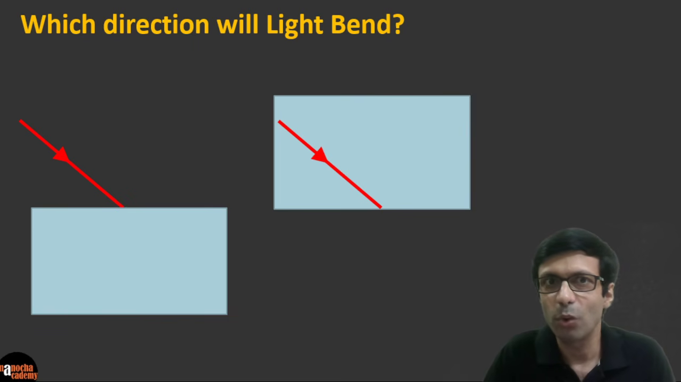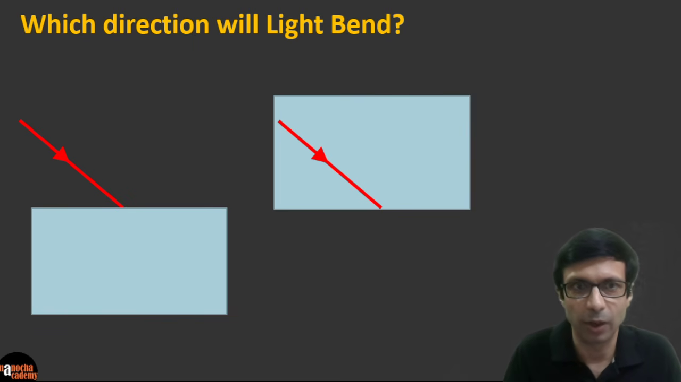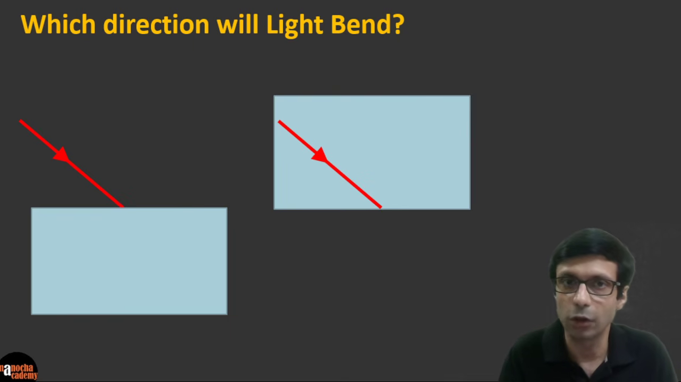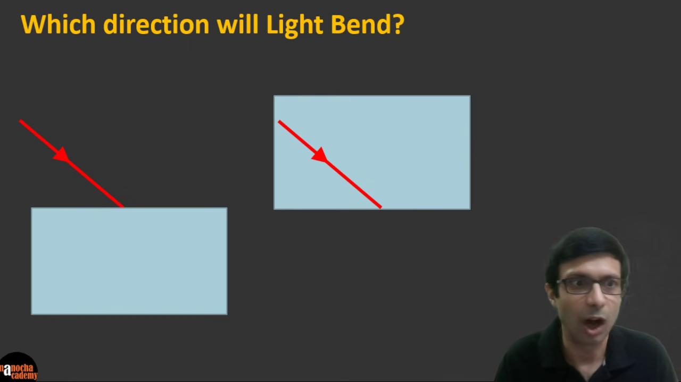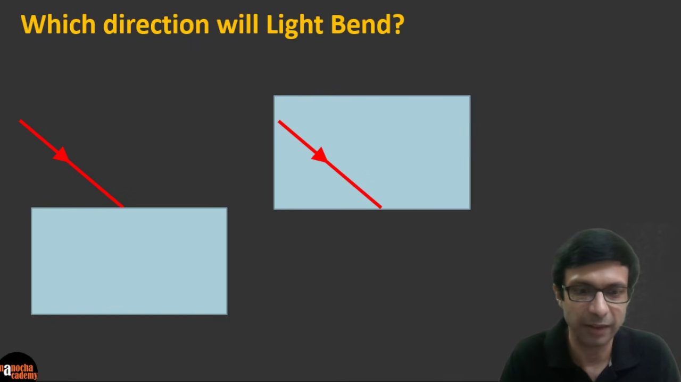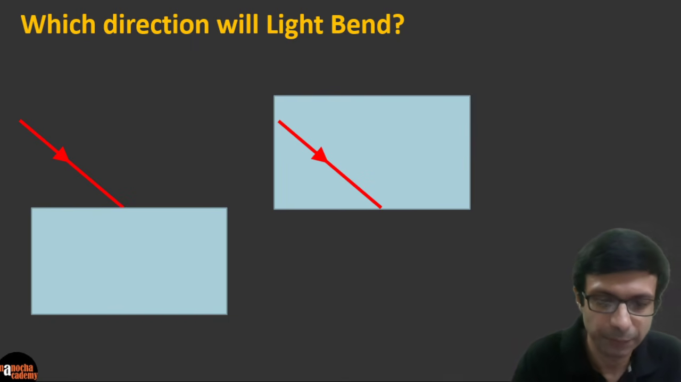So now let's come to the question we had asked. How do we predict in which direction the light will bend? Okay, is it going to bend? So if we draw the normal, is it going to bend towards the normal or away from the normal? How do we decide that? Right? So let's understand that clearly.